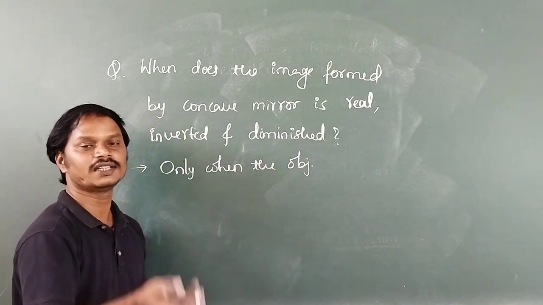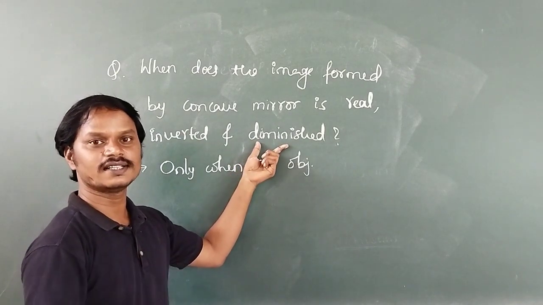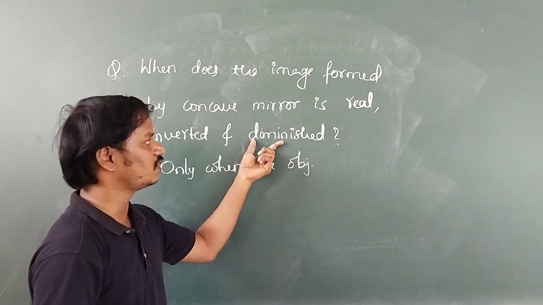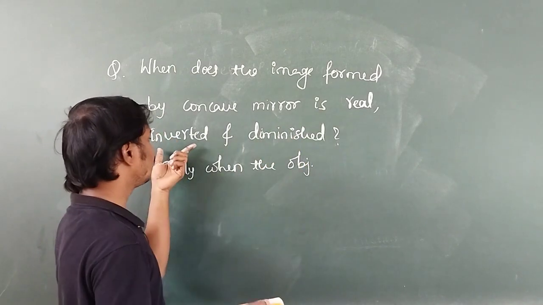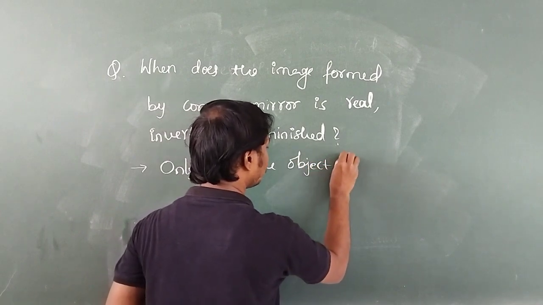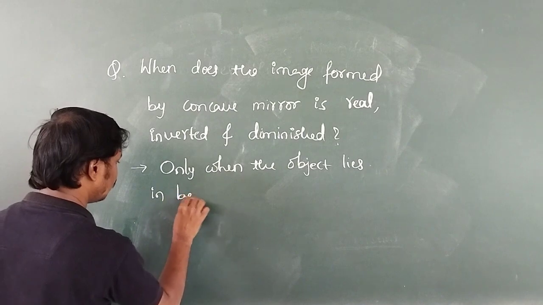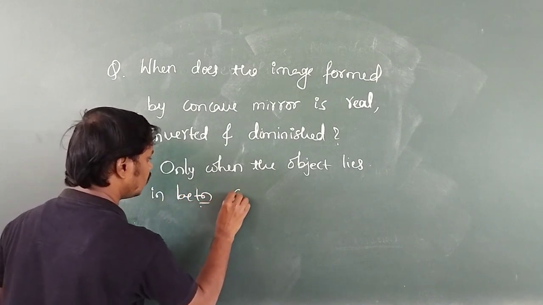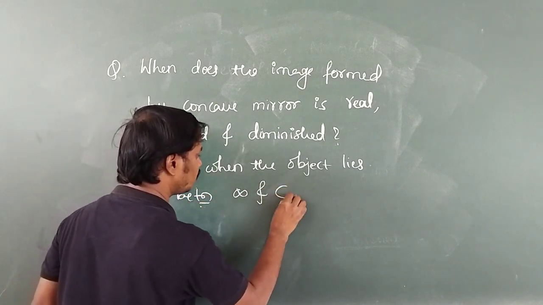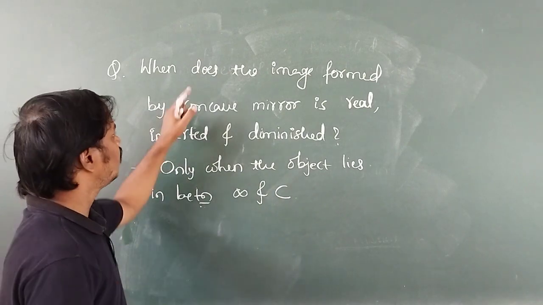When the object is in between infinity and C, what happens to the size? It becomes small. That is, the image size becomes small, meaning diminished. And the nature of the image is real and inverted. So only when the object lies in between infinity and C.